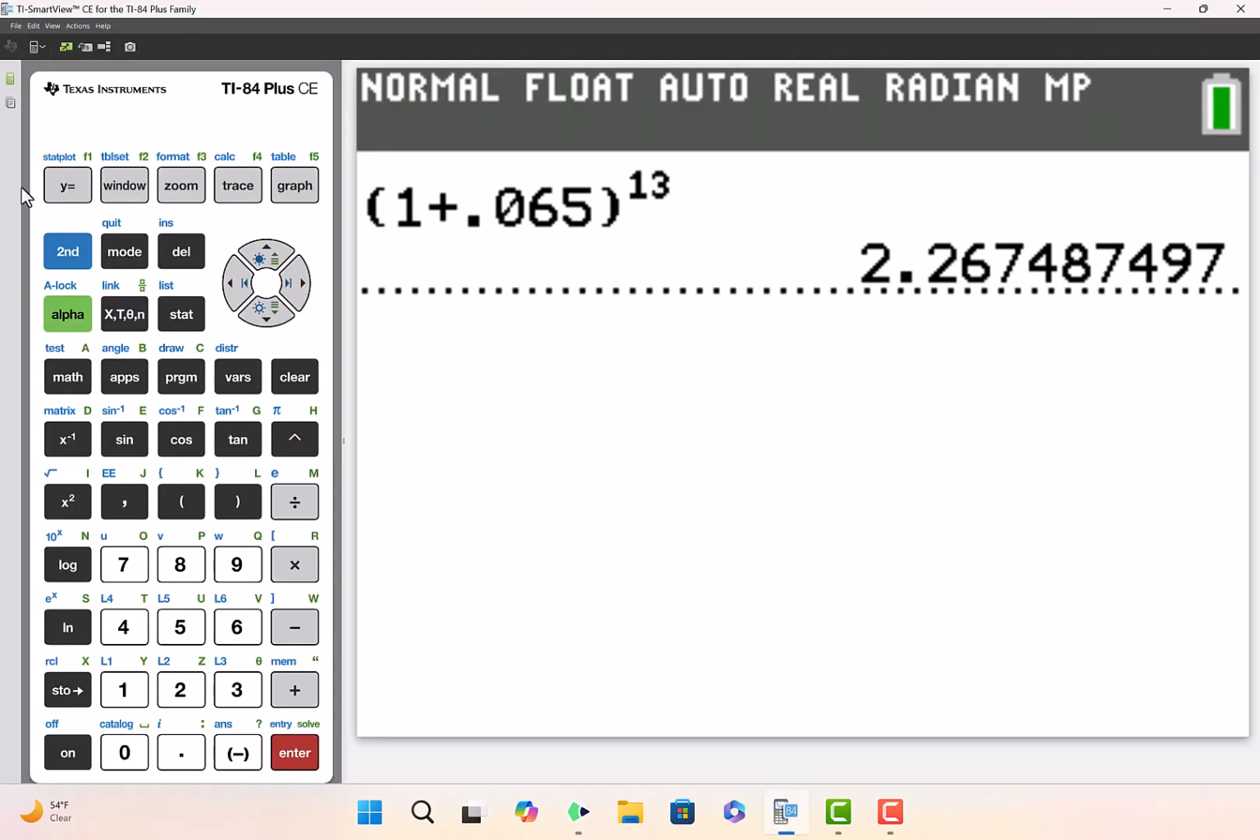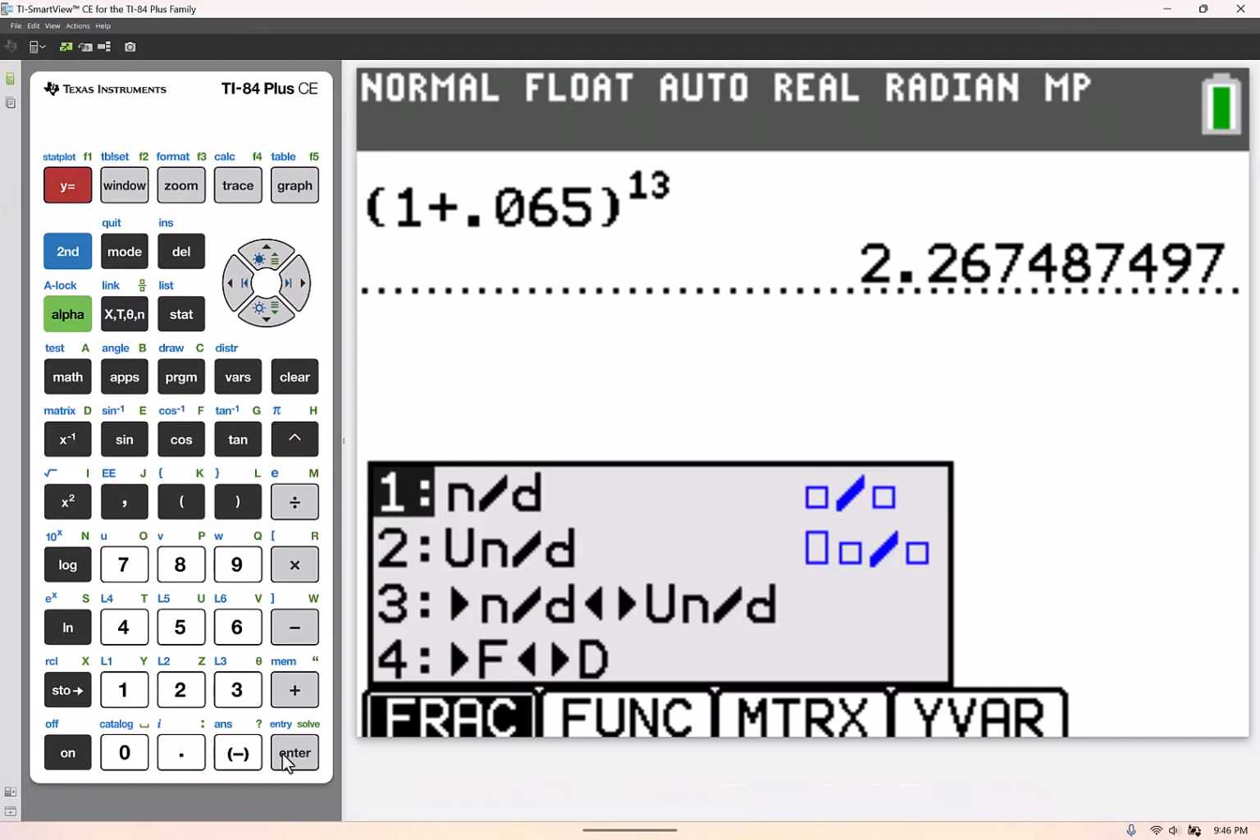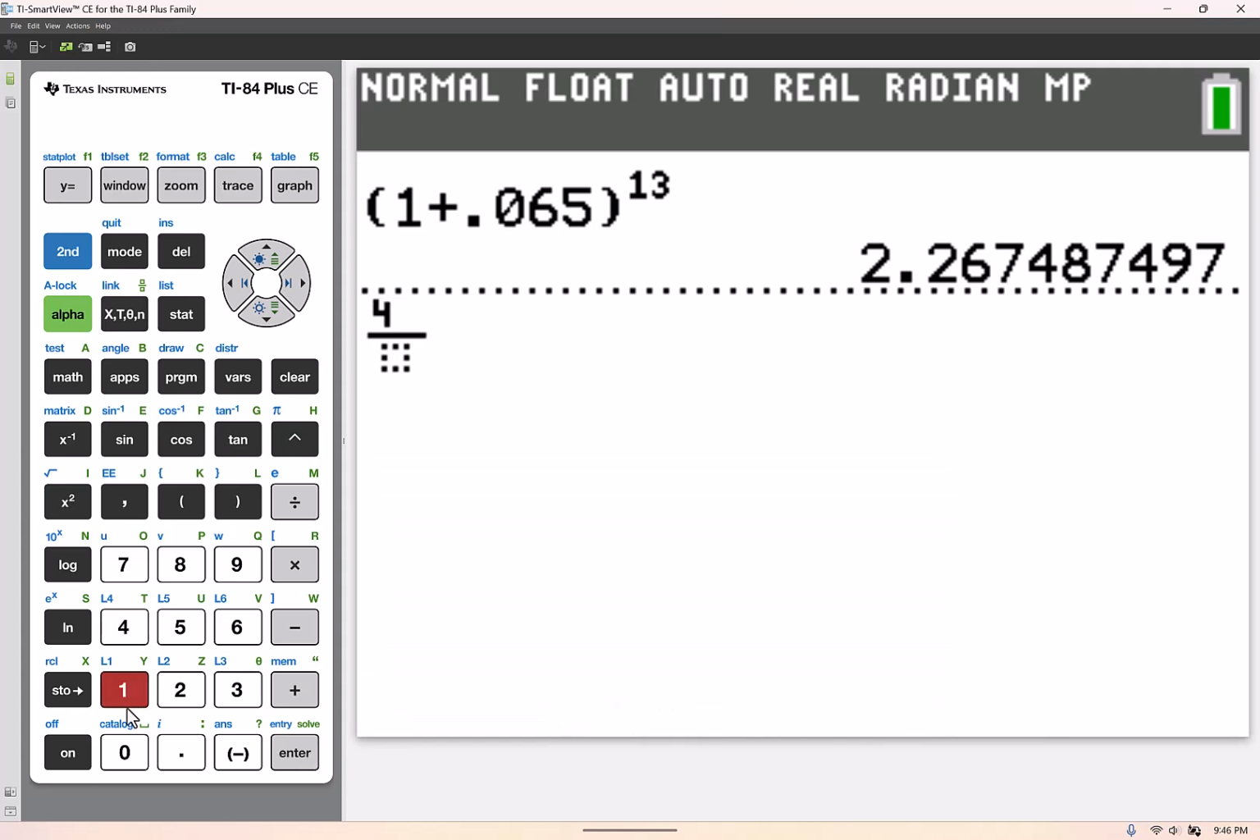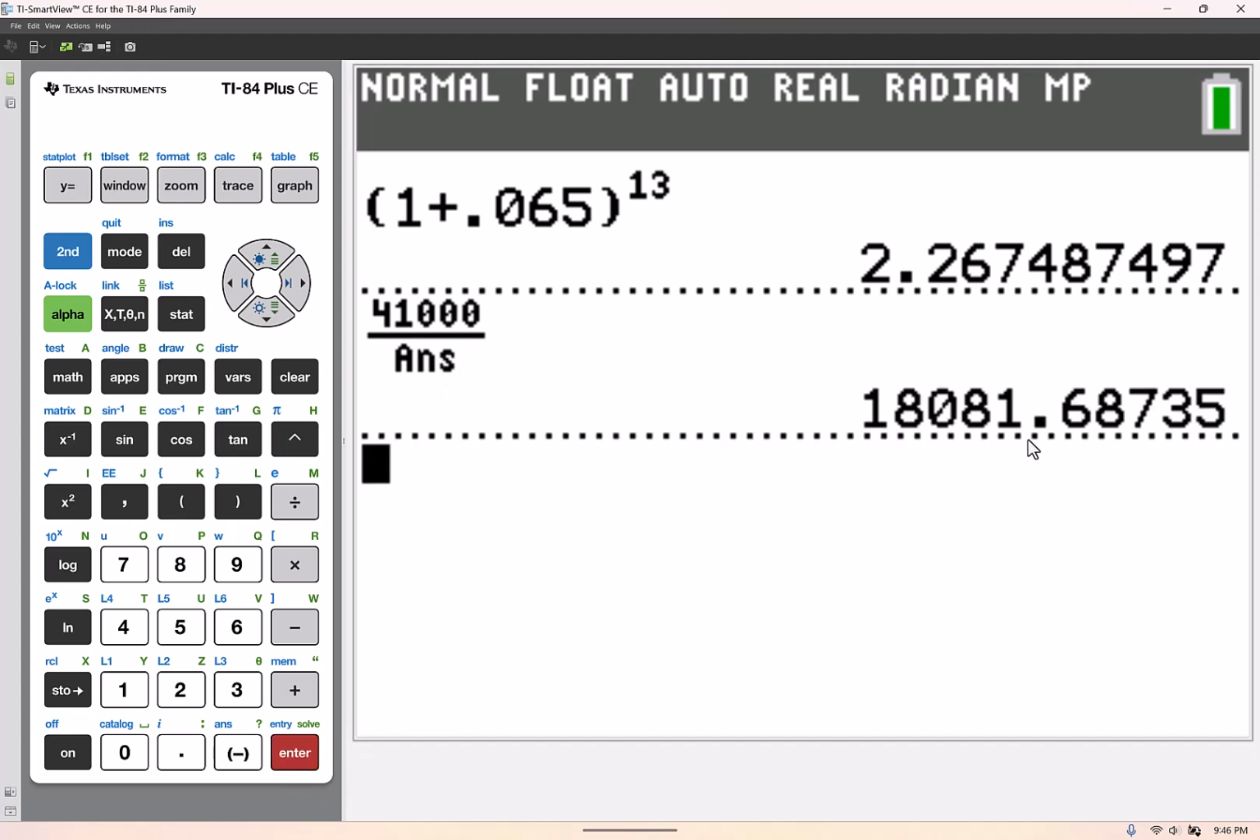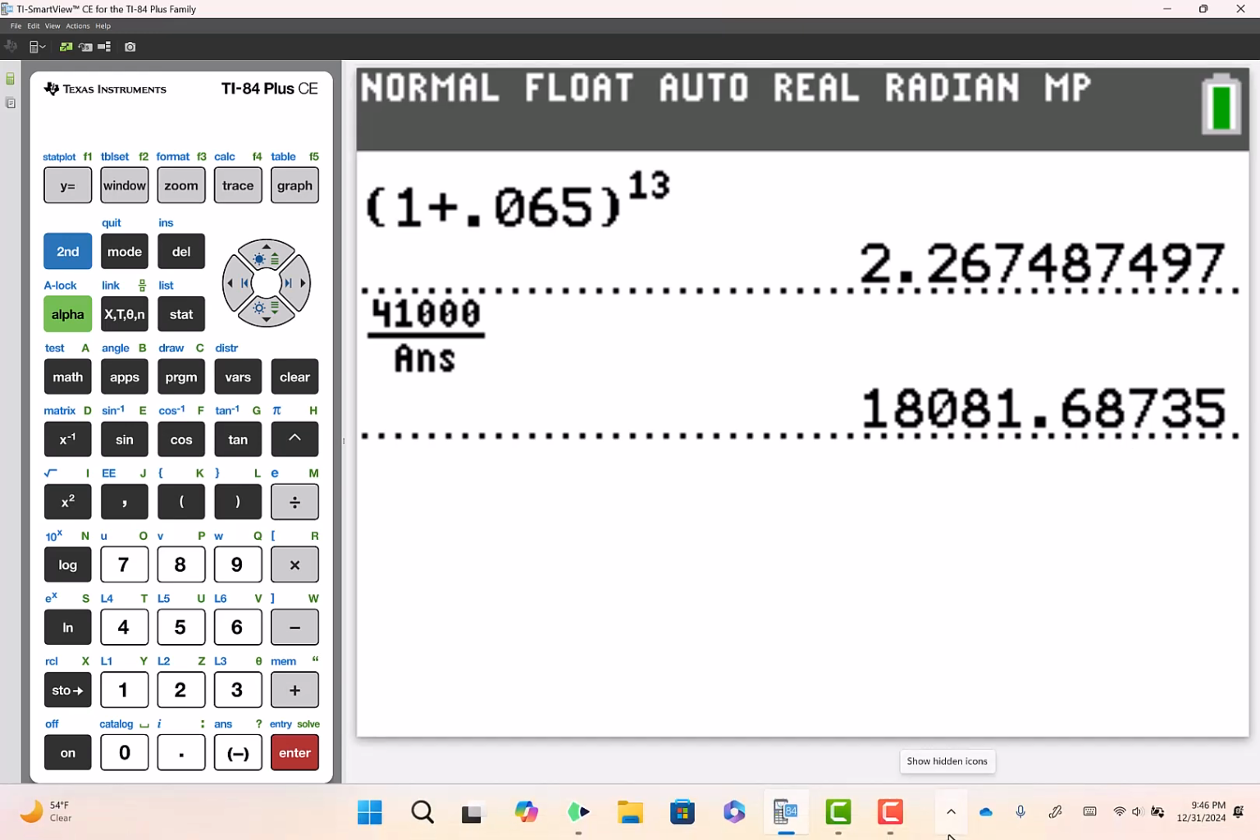Here we go. I'm going to use the fraction feature. I'm going to push enter, and I'm going to put 41,000 here in the top. That was my last output, that's an answer, so I'm going to put second ANS, and it's going to be divided by this number right there. And there it is, guys, 18,081.69, rounding up the 9.